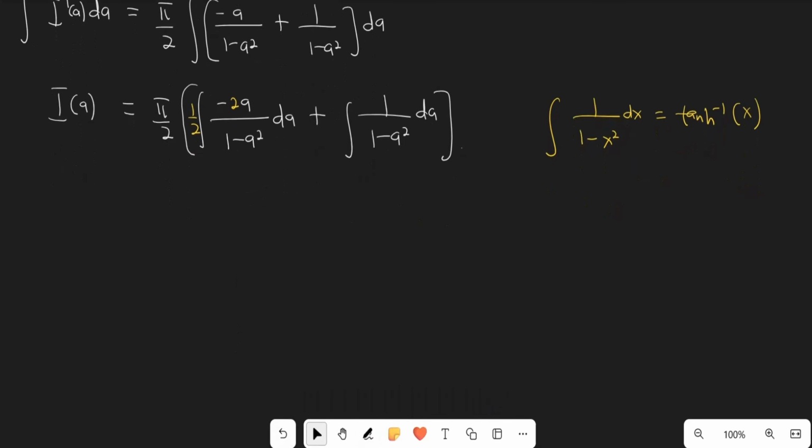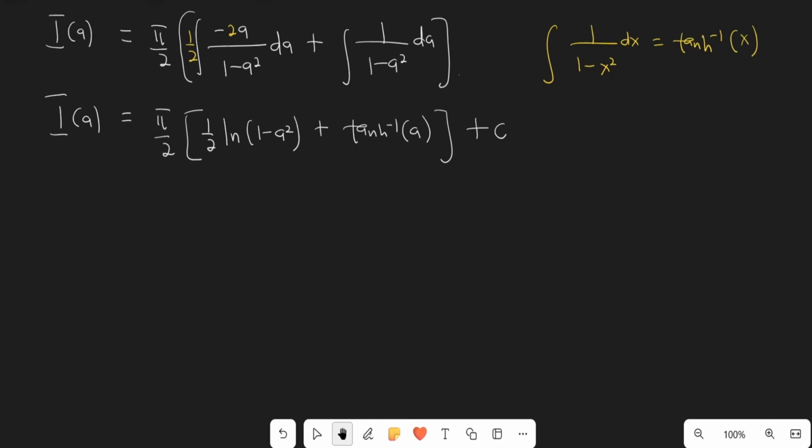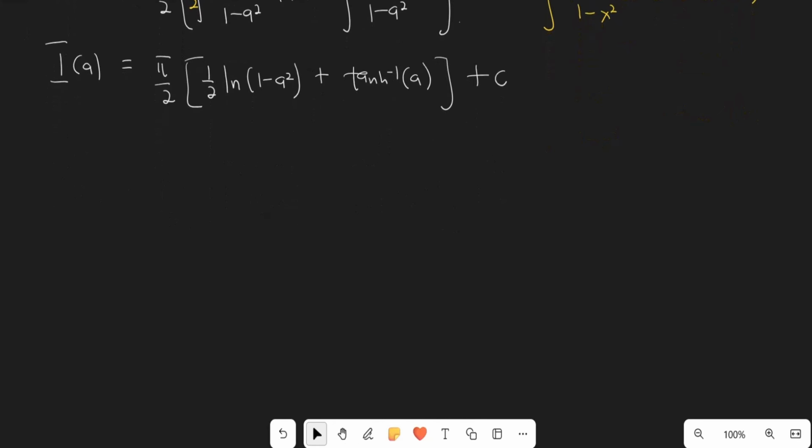All right, so here I of a is equal to pi over 2, multiplied by 1/2. The derivative of this one is just the numerator, which is negative 2a, so the integral is just the ln of 1 minus a squared, and then plus the tanh inverse of a, that is from here. Right, we are done. We can put the constant of integration, which we will find later on. So this one is equal to what?